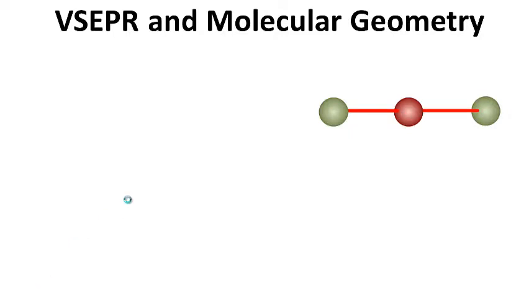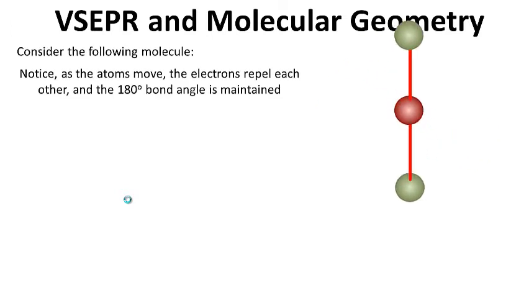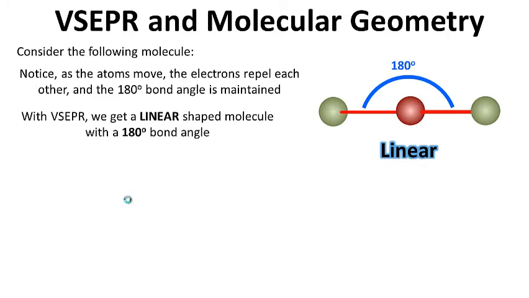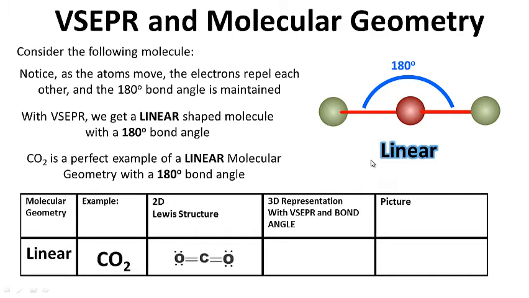All right, so VSEPR and molecular geometry. So consider this molecule here. Notice, as the atoms move, the electrons repel each other, and the 180-degree bond angle is maintained. Okay. So with VSEPR, we get a linear-shaped molecule with a 180-degree bond angle. Okay, so a linear molecular geometry or structure here. Okay, so CO2 is a perfect example of a linear molecule geometry with a 180-degree bond angle. Okay, so linear CO2, notice its structure here, has a 180-degree bond angle. All right.